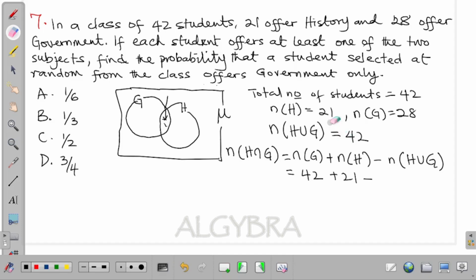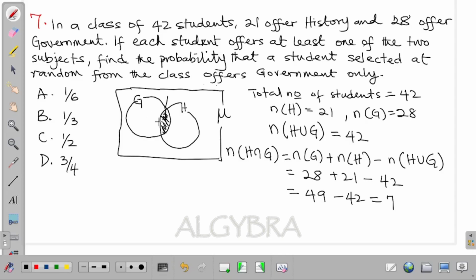So n of G is 28. That should have been 28, and here should have been 42. So 28 plus 21 is equal to 49, minus 42, and that is equal to 7. So the persons in this category that offer both government and history is equal to 7. But we're actually looking for the persons that offer government only.